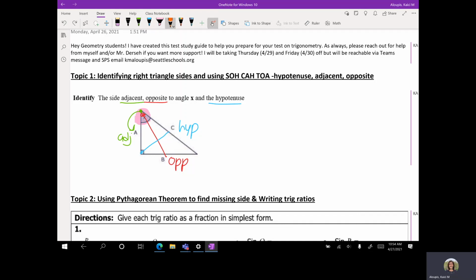Now let's talk about what SOH CAH TOA is and what these trig functions are. So SOH CAH TOA, I'm going to write that here. This might not be the best way to write it. Let's do it like this. We have SOH, where sine is opposite over the hypotenuse.